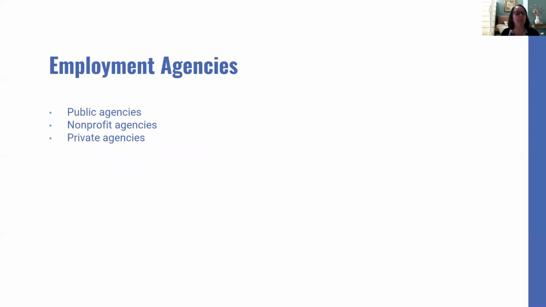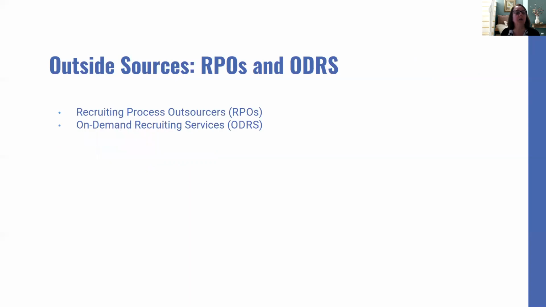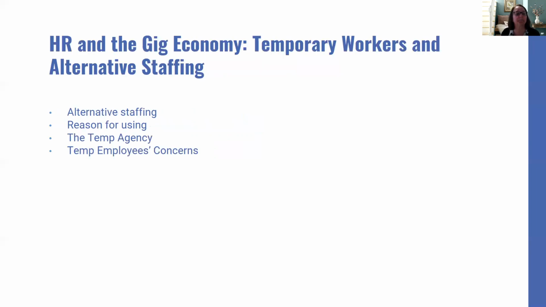Then you could use employment agencies, and there are a lot of different types. There are public agencies, nonprofit agencies, and private agencies as well. There are recruiting process outsourcers or on-demand recruiting services. These are special vendors that will handle all or most of an employer's recruiting needs. So basically you hire someone or a company to find you people for a fee. Then there are alternative staffing or temp agencies. And there's the gig economy.